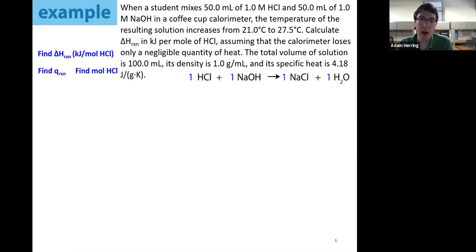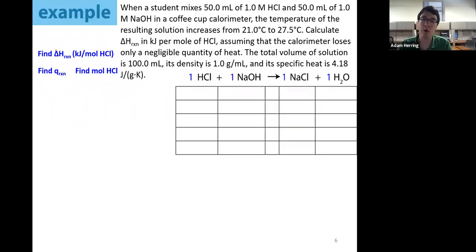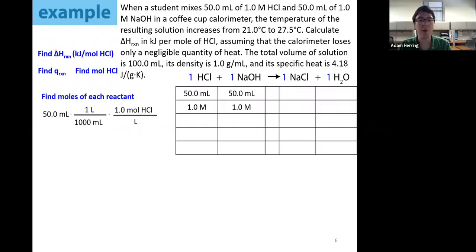Our reaction is 1 mole of hydrochloric acid reacts with 1 mole of sodium hydroxide to produce 1 sodium chloride and 1 water molecule. We can then organize the information that we're given in the table in order to help us to solve this. So we know that we've got 50 milliliters each of hydrochloric acid and sodium hydroxide. We know that we need to find the limiting reactant, and so in order to do that, you need to know the number of moles. When we have solutions, we can find the number of moles by using the molarity. Therefore, the moles of each reactant can be found by taking the volume and multiplying by the molarity.